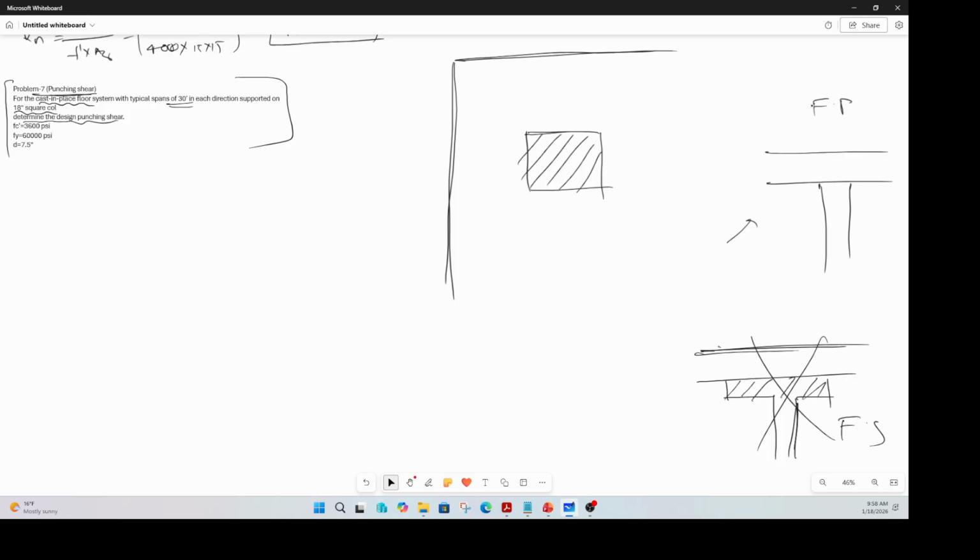Okay. So we are given a cast-in-place flat plate system. 18 inches is the dimension of the column. This is a corner column, meaning that is the edge. So this is an edge of concrete, that's an edge of concrete, whereas this side is continuous. This side is continuous. Okay. Now we need to calculate the punching shear.